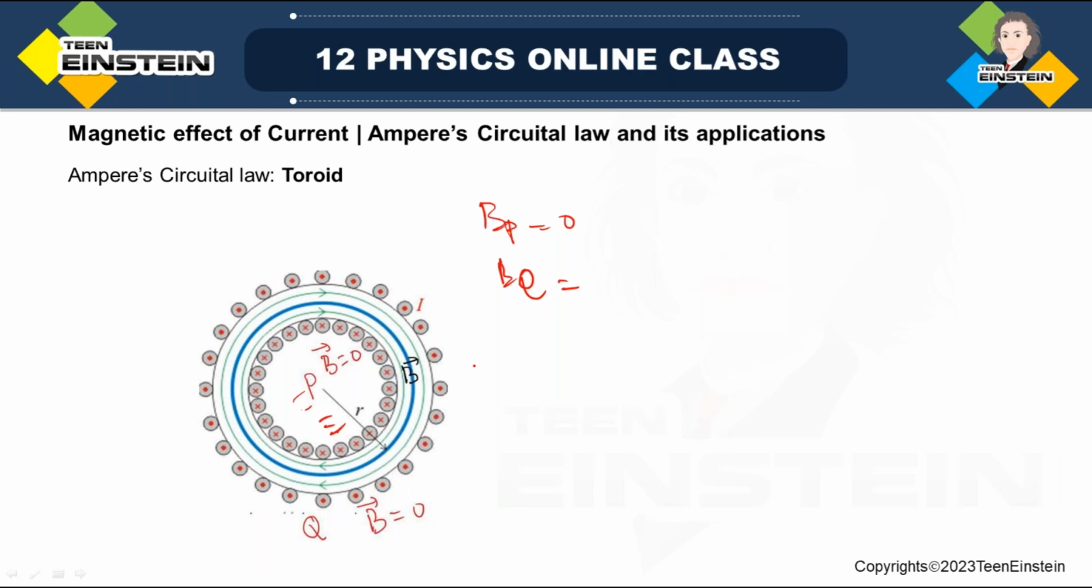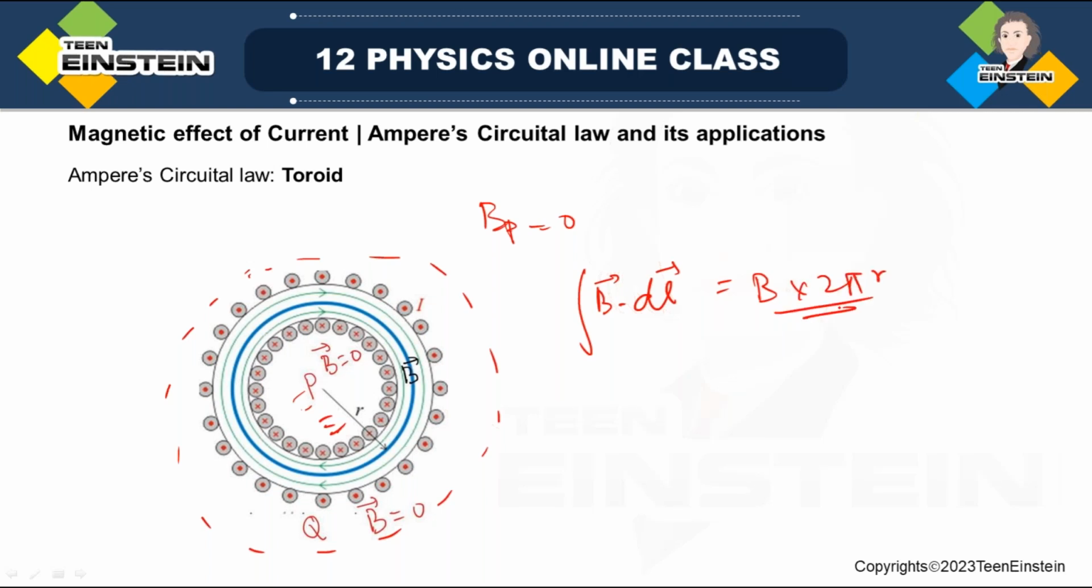Now we'll see here, if we draw an Amperian loop, then B into 2 pi R, this is common.